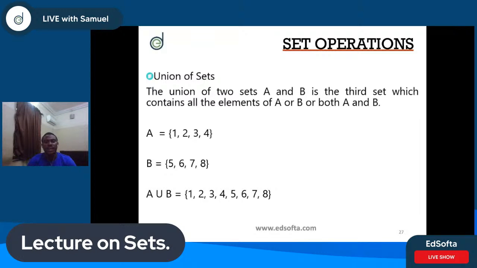Take a look at the example. If A contains 1, 2, 3, 4 and B contains 5, 6, 7, 8, A union B will be 1, 2, 3, 4, 5, 6, 7, 8. That is the union of sets. Let's move on.